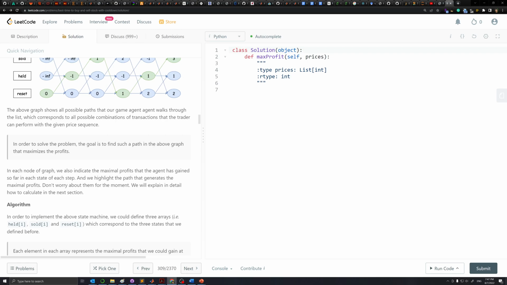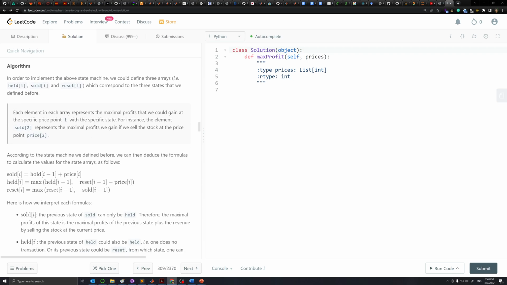In each nodal graph, we also indicate the maximum profits that the agent has gained so far in each state of each step, and we highlight the path that generates the maximum profits. Don't worry about them for the moment. We'll explain in detail how to calculate them in the next section.